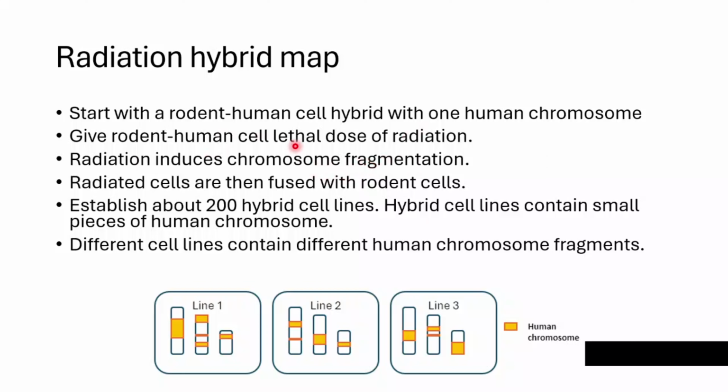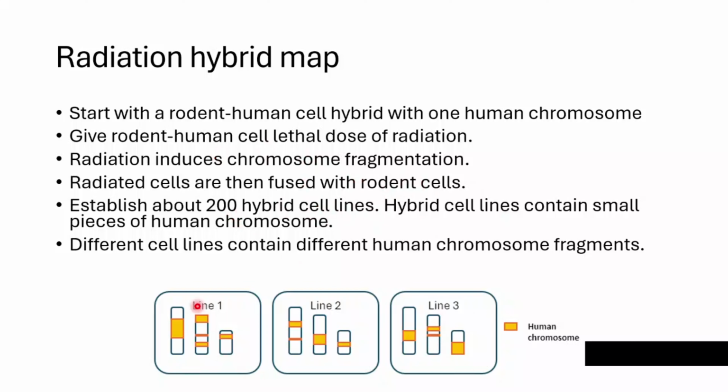Just imagine that you have a hybrid cell that was just killed using that radiation, and it has one chromosome in it that is human, and the rest is all rodent genome. And so you have that one chromosome that is broken into small pieces. Then what you do is you take this cell and you fuse it with a living rodent cell. And you're going to establish about 200 hybrid cells. And these hybrid cells will contain small pieces of the human chromosome. Okay? So you will take pieces, put them in the different cells, and you'll have something like this, right?